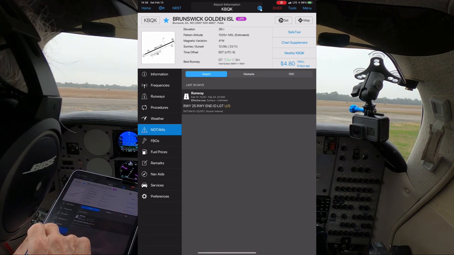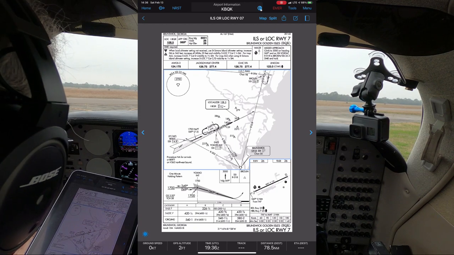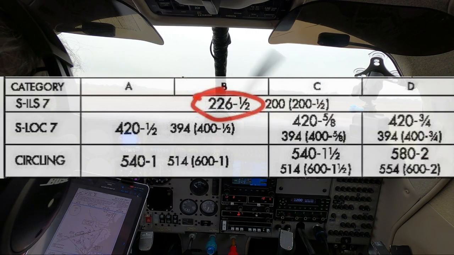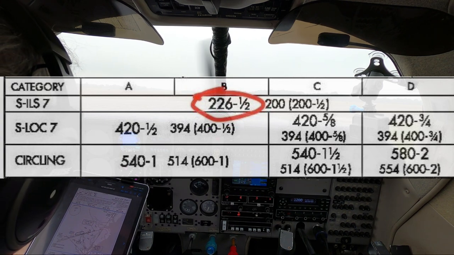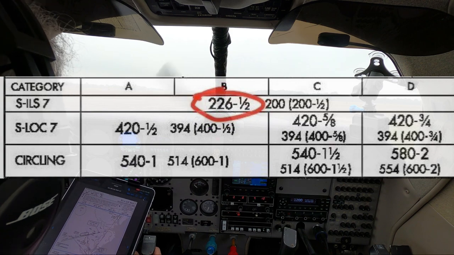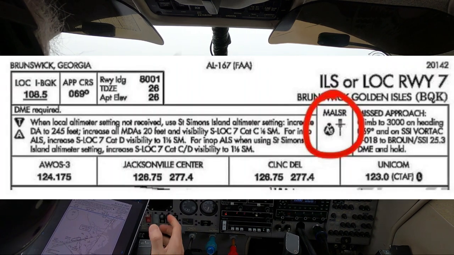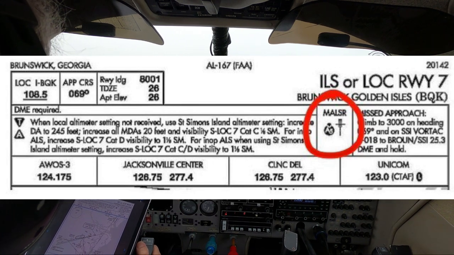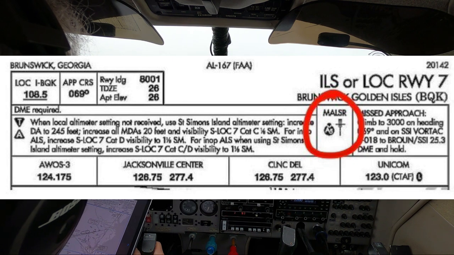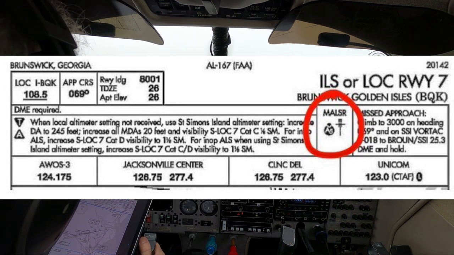approach procedures, ILS 07. So 200 feet ceiling, 226 is minimums. Airport's at 26. So we'll see if we are able to see the runway environment. They've got MALSRs. So once I see the lights, I can drop down to 100 feet above field.